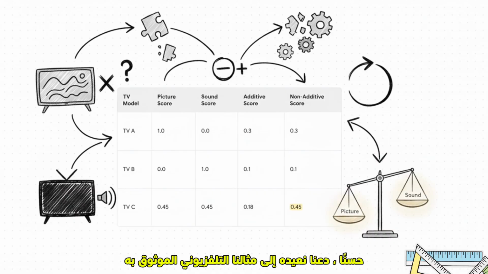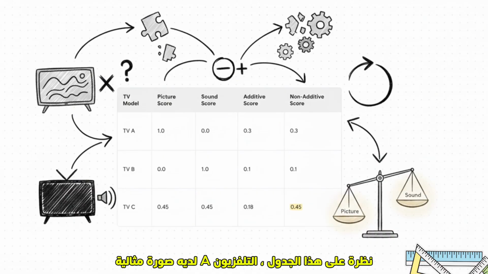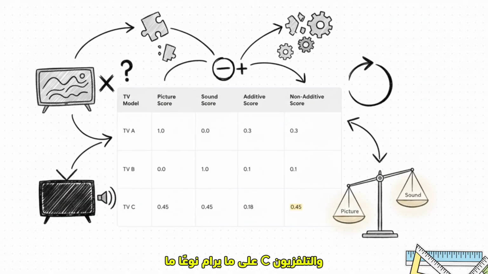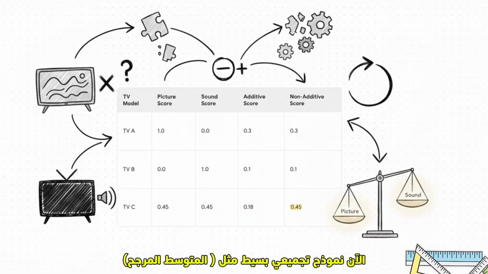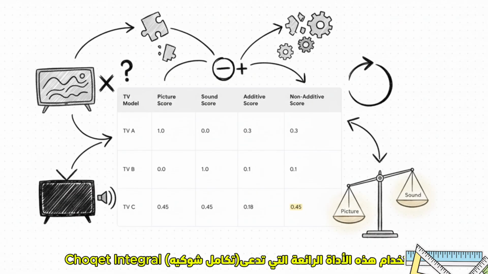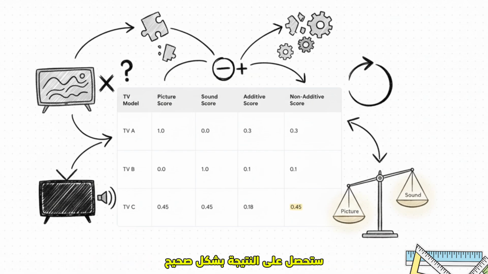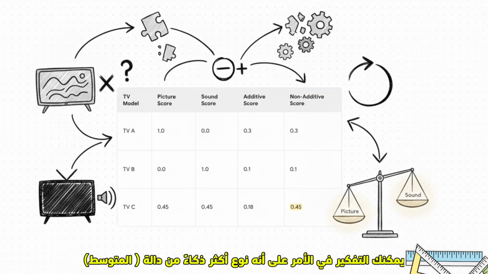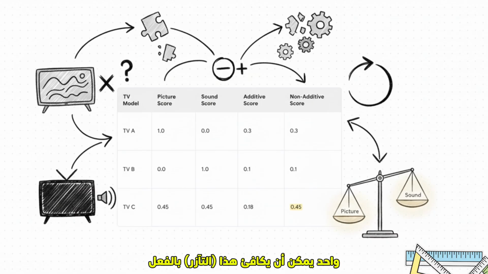All right, let's bring it back to our trusty TV example. Look at this table. TV A has a perfect picture, 0 sound. TV B is the opposite, and TV C is just kind of okay, but it's balanced. Now, a simple additive model, like a weighted average, completely fails. It actually gives the balanced TV the lowest score. But a non-additive model, using this cool tool called the Choquet integral, gets it right. You can think of it like a smarter kind of average, one that can actually reward that synergy. It sees the value in the balance of TV C and correctly says, yep, that's the best one.